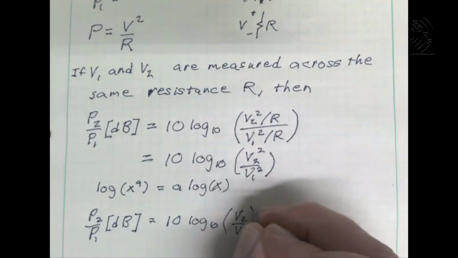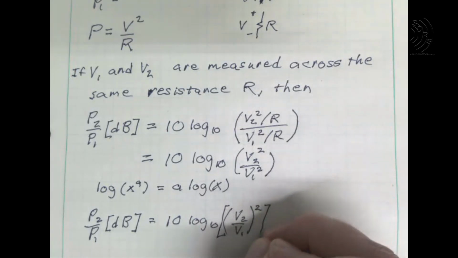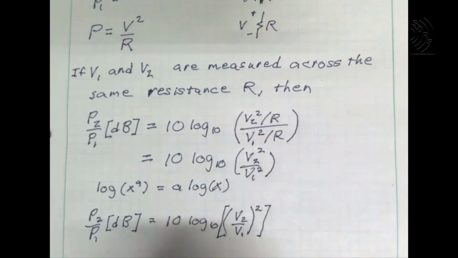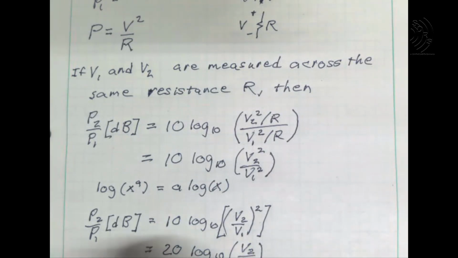And we can square the entire expression V2 over V1, and that then becomes 20 log 10 of just V2 over V1. And this is the way we convert a voltage ratio to dB. So we can also write that as V2 over V1 in dB.